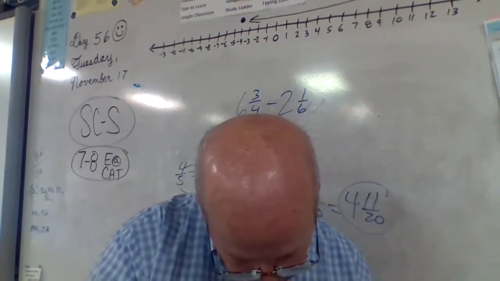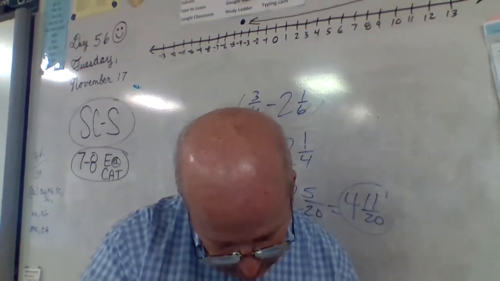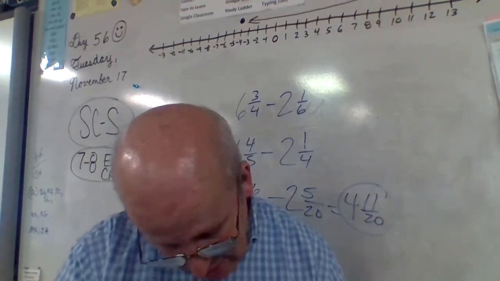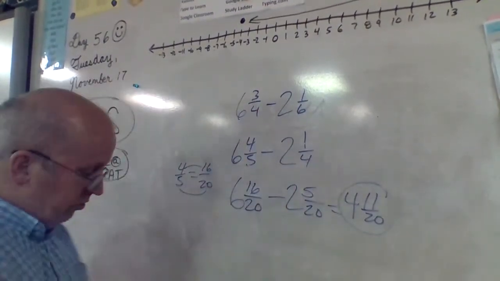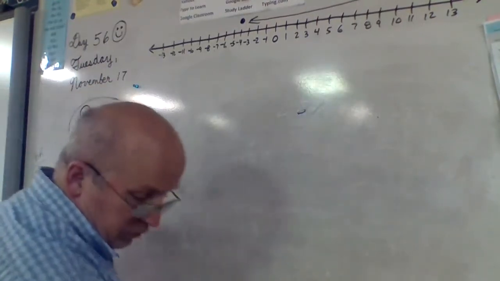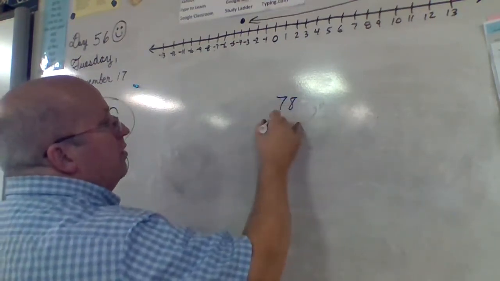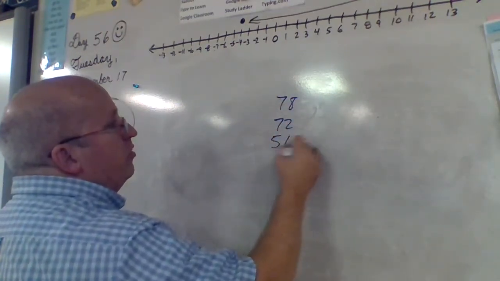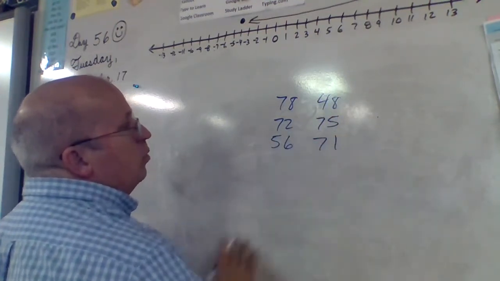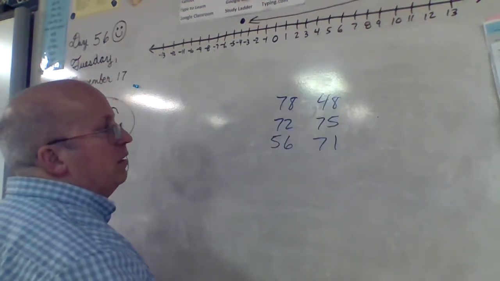Jump down to number 9. The low temperature is recorded at the right. Find the mean, the median, and the mode, and if necessary, round to the nearest tenth. Do I need to describe mean, median, and mode again? Okay. We'll do it for a different set of numbers. What if the temperatures instead were 78, 72, 56, 48, 75, and 71? And somebody said, find the mean, the median, and the mode.